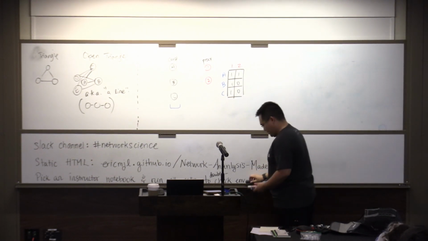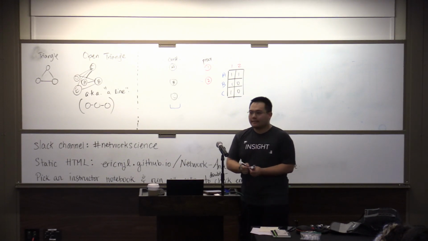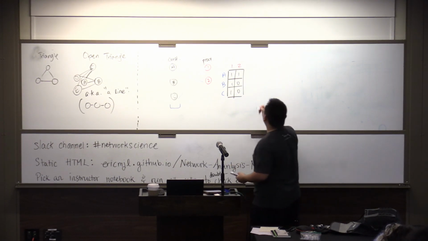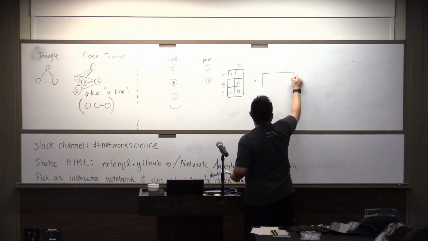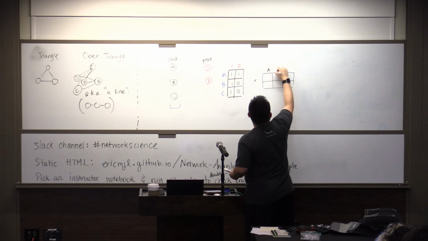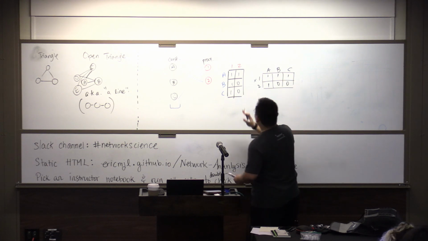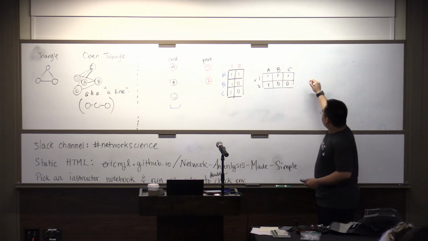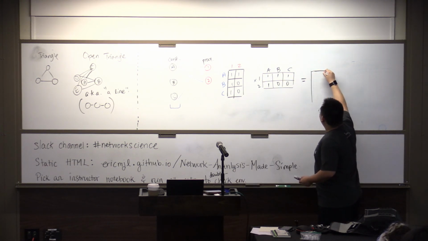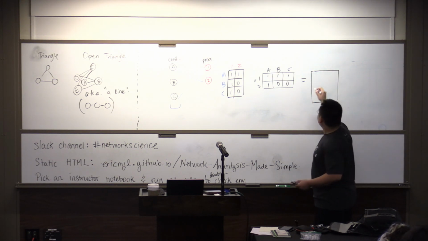Okay, so people know what a transpose of a matrix is, right? That's basically swapping the rows and columns. So 1, 1, 1, 0, 1, 0. And if we do this matrix math, what's the dimensions that we get? Pardon me? 3 by 3.